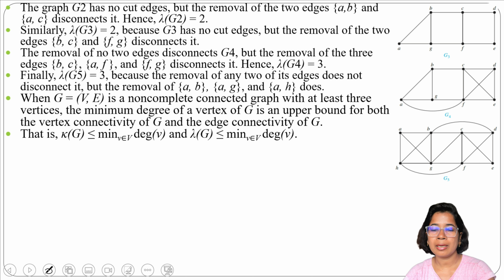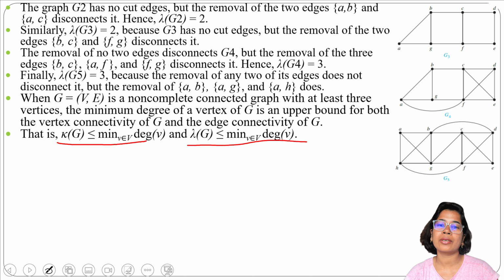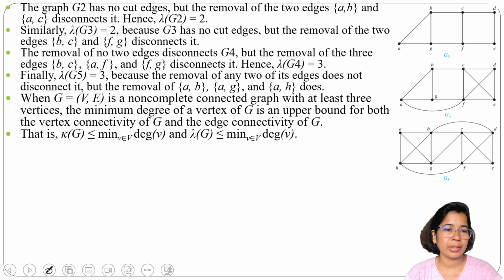So you can say vertex connectivity and edge connectivity are less than or equal to minimum degree. Let's understand this point through this example. Here A degree is 2, G degree is 3, F degree is 3, E degree is 2, D degree is 2, C degree is 3, B degree is 3. Now minimum degree is 2. So for G3, edge connectivity equals 2. It can be less than or equal to minimum degree.